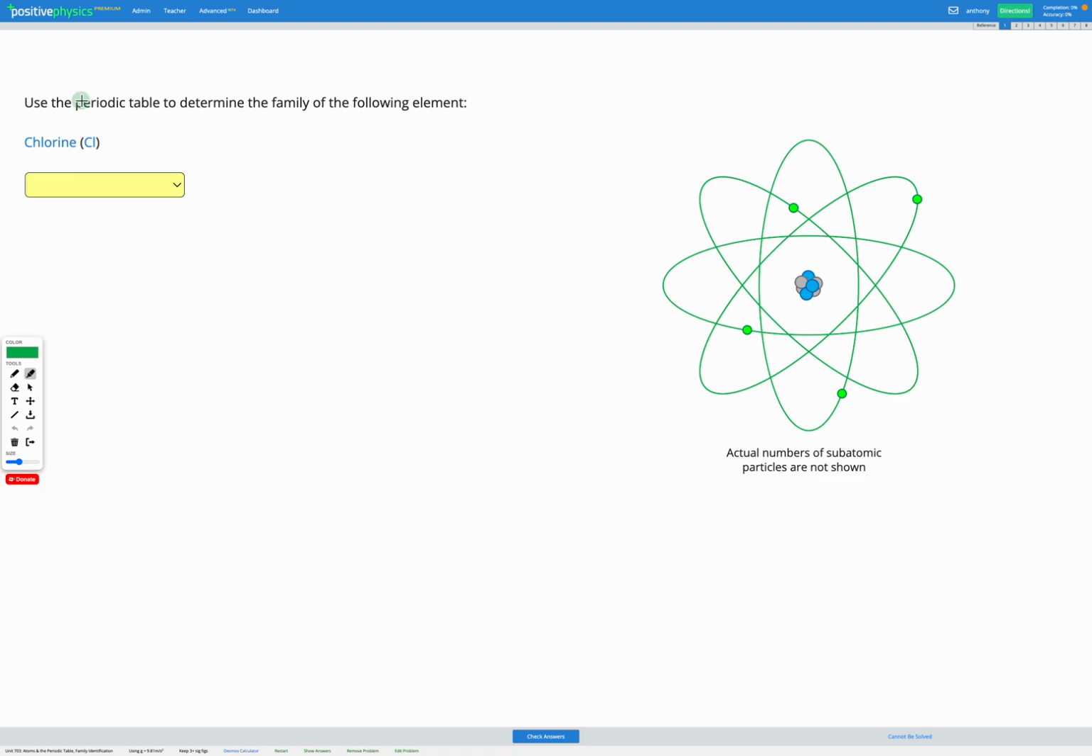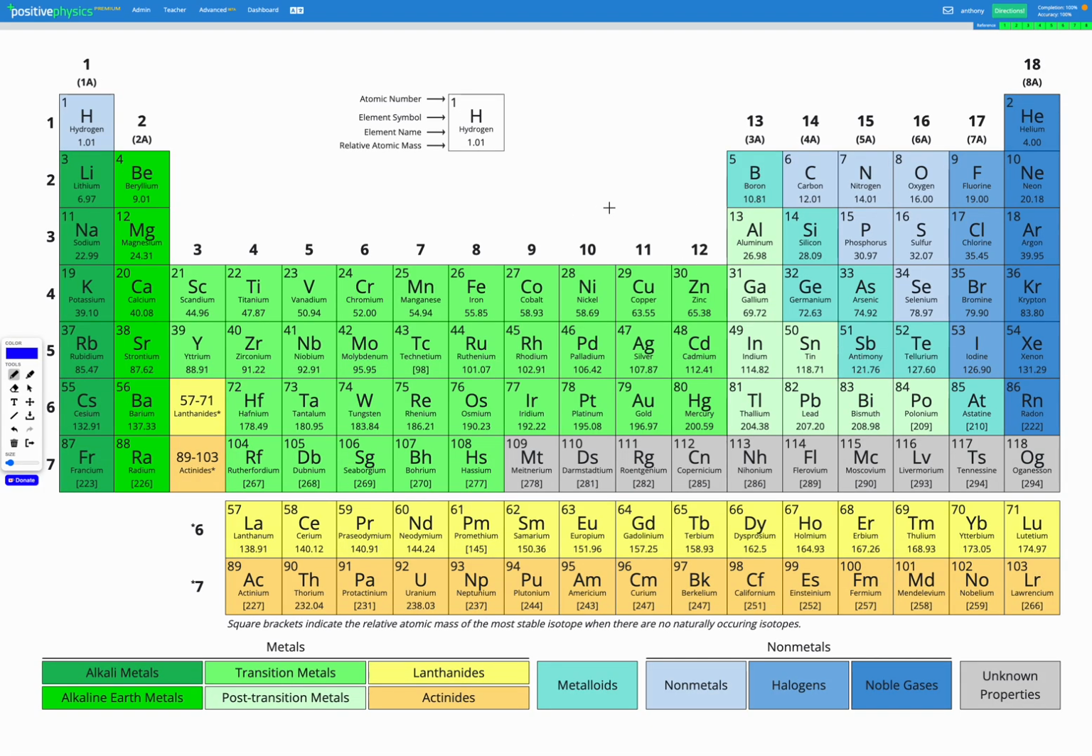This question asks us to use a periodic table to determine the family of the following element, chlorine, which has a symbol Cl. So let's go look at our periodic table in the reference sheet. So let's find chlorine first. Chlorine is over here. And we're trying to figure out what family it's in.